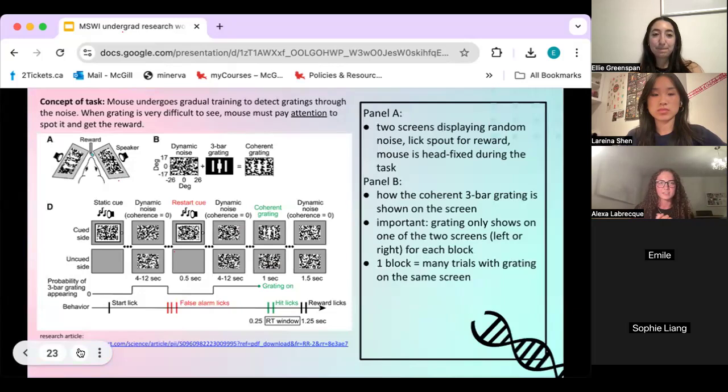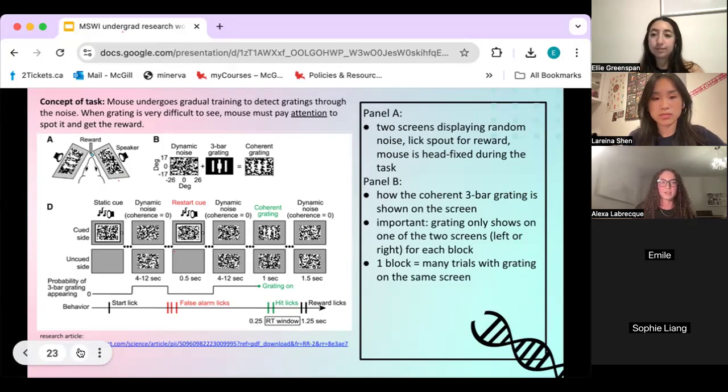As for the task, the concept is that the mice undergo gradual training over a few weeks to be able to detect gratings through the dynamic noise. It's like black and white squares on the screen, and through those squares there's a three-bar or vertical grating that you can see in panel A. By training them, the task gets harder and harder as the weeks go on, and the mice perform pretty well and can detect gratings when there's a lot of noise and they're hard to see. That's actually pretty interesting.